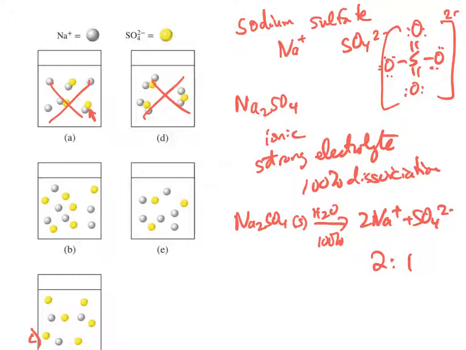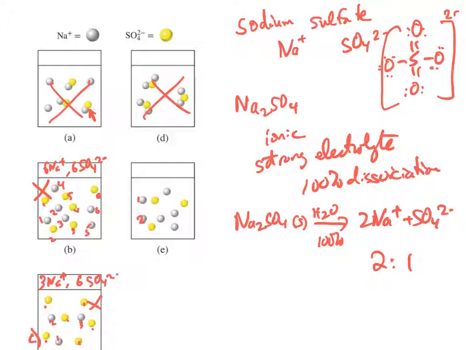So in B, I've got 1, 2, 3, 4, 5, 6 sodium ions, and we've got 1, 2, 3, 4, 5, 6 sulfates. So it's not going to be B. That's a 1-to-1 ratio. If we look at C, we've got 1, 2, 3 sodiums, and I've got 1, 2, 3, 4, 5, 6 sulfates. So instead of being 2-to-1, it's 1-to-2. So it's not going to be C. So that means it's going to have to be E. But let's check to make sure.